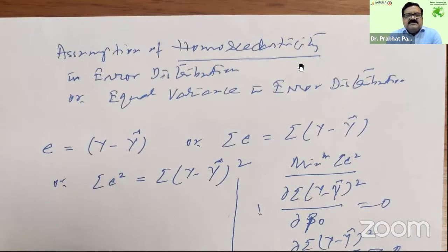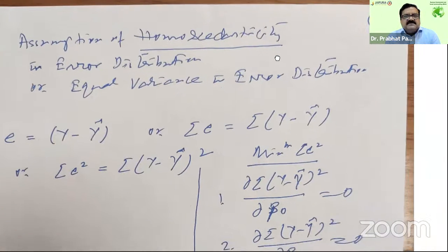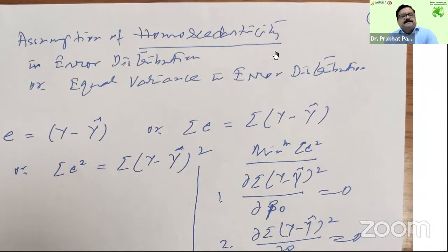So this is called the assumption of homoscedasticity. That means that the distribution of error variance is the same, or constant, across the stochastic nature of the variable that you have. So this is the assumption of homoscedasticity.